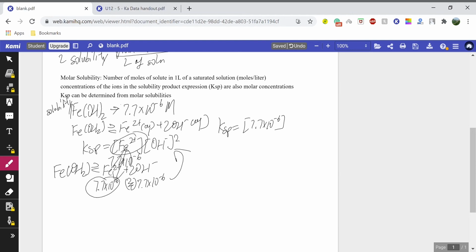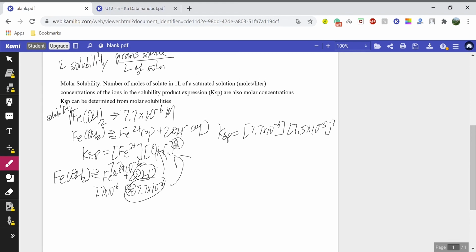These two correspond. And then also 1.5 times 10 to the negative 5th squared. This is the concentration for OH. 2 times 7.7 times 10 to the negative 6 is 1.5 times 10 to the negative 5th, by the way. And this corresponds to the OH, which corresponds to here, and then we square that. In the end, we need to square that.